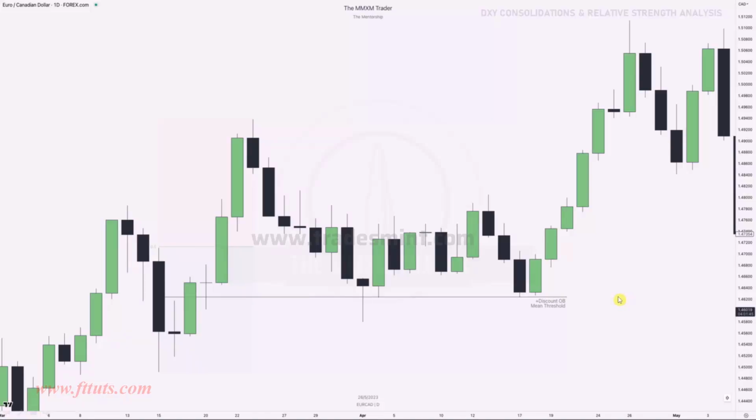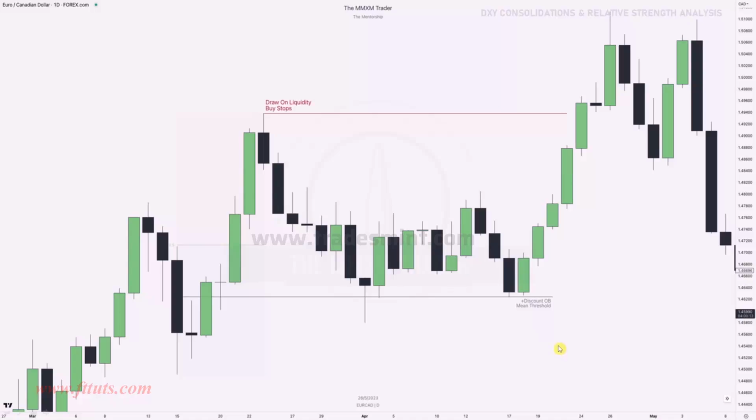So over here we've got that euro Canadian dollar daily chart. We found out our exotic pair protocol, and we're going to go with this pair. And over here we're sitting in discount. Over here we got this daily bullish order block, and the mean threshold of that daily bullish order block is being held. We are in discount, so it's likely that we're going to draw into premium. And think about the draw on liquidity. It's above here with those buy stops.